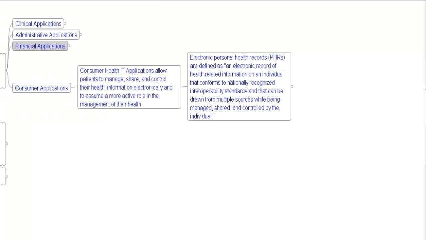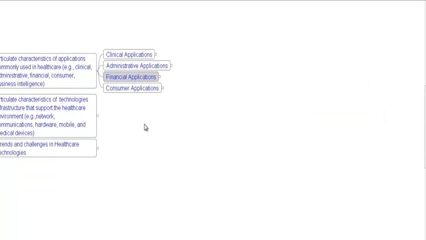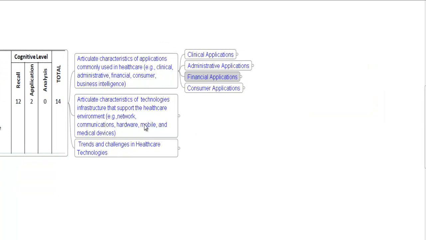Now we'll try the next topic. Now let's explore and articulate characteristics of technology infrastructure that support the healthcare environment, for example network, communication, hardware, mobile, and medical devices. There are three components of the technology environment.